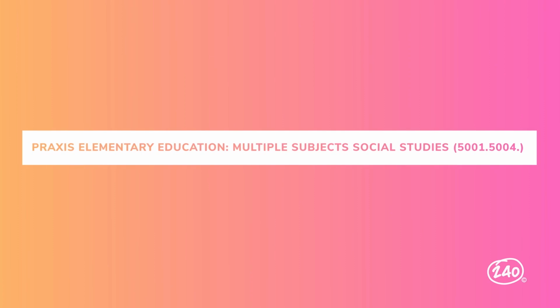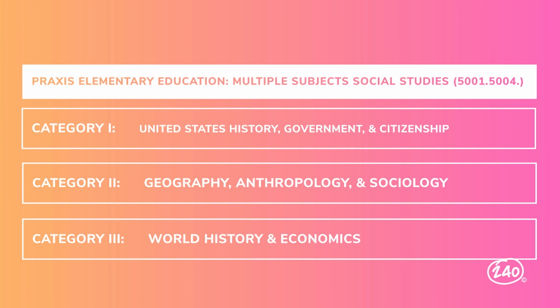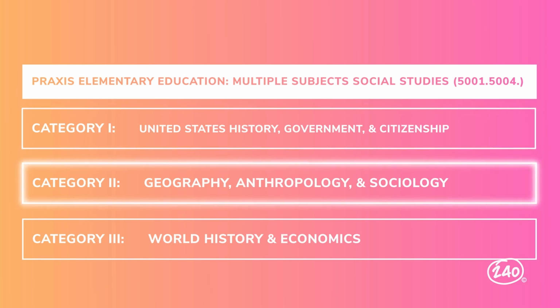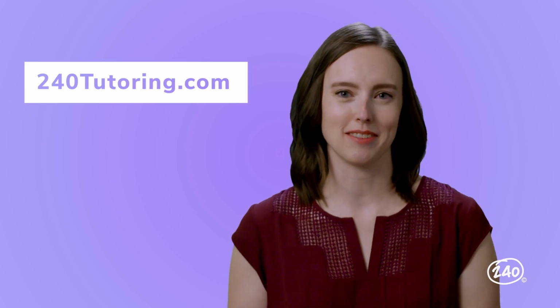This video is going to prepare you for the social studies portion of the Praxis Elementary Education Multiple Subjects exam. You ready to knock this test out of the park? Batter up. Now, the Praxis Elementary Education Social Studies subtest consists of 3 categories that actually put multiple categories together, but you'll see what I mean. The categories are United States History, Government, and Citizenship; Geography, Anthropology, and Sociology; and World History and Economics. Each category has test specifications listed under it to give you a better idea of what to study.